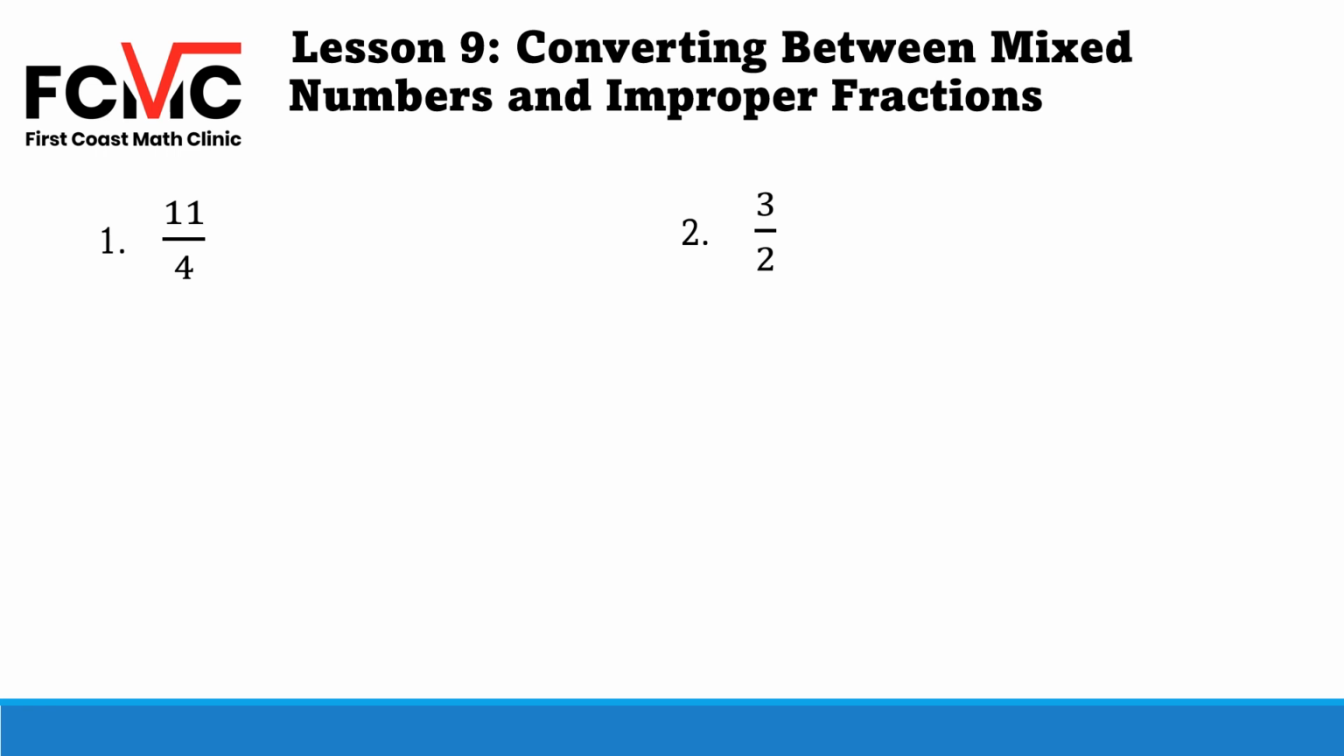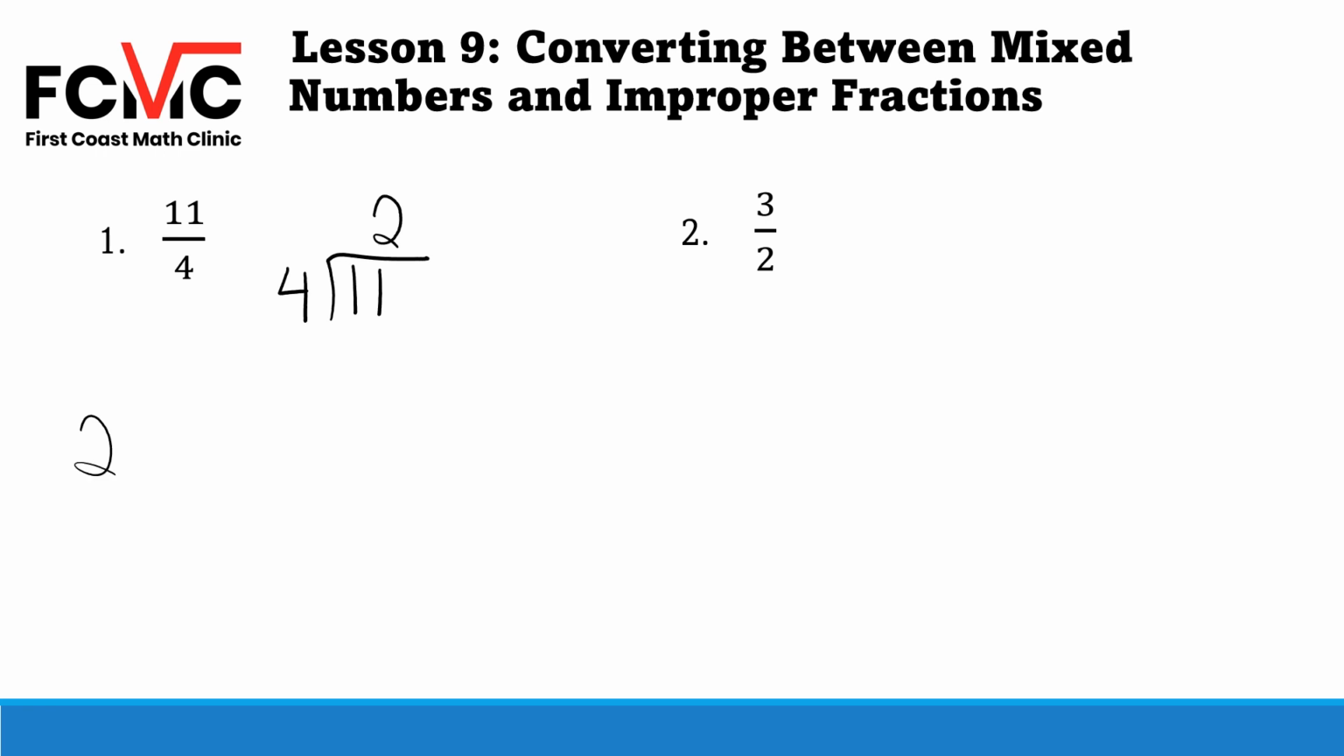So examples 1 and 2, we start with an improper fraction and we want to convert to a mixed number. So to do that, we've got to do some division. Any fraction that we have is division. So for number 1, let's start by dividing our numerator 11 by our denominator 4. 4 goes into 11 2 whole times, so that 2 is going to be our whole part, right? That's what we're looking for first.